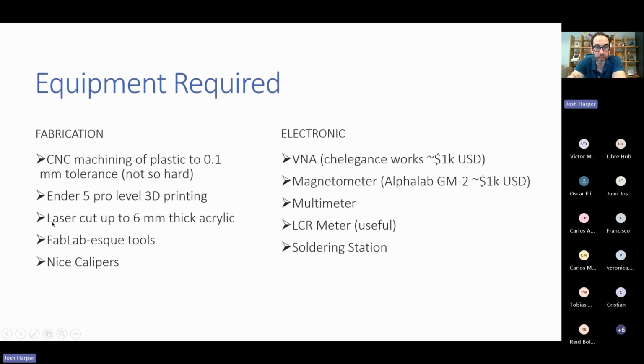Eventually, you'll need to be able to laser cut up to 6 millimeter thick acrylic. The thickness of the cutting has to do with the power of the laser that you have. If your laser isn't very powerful, as you start getting towards the bottom of the plastic, the laser beam will start to bend and you'll lose your tolerance on the laser cutting as well. So you need to make sure you have that capability.